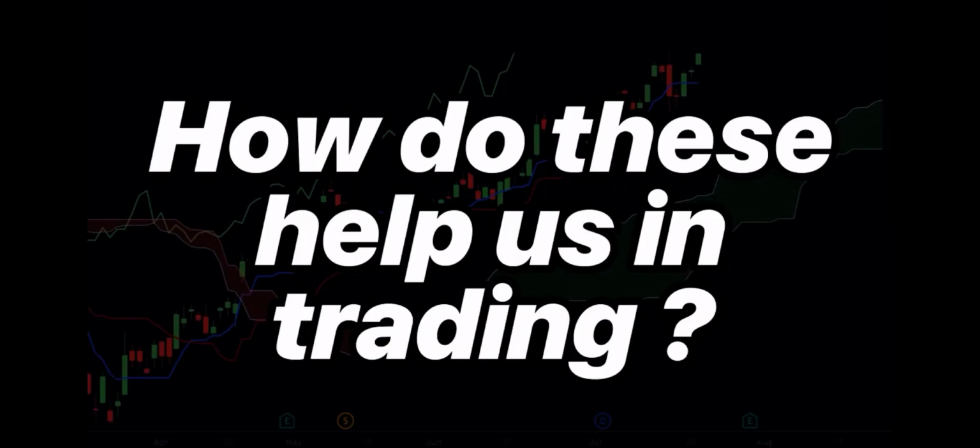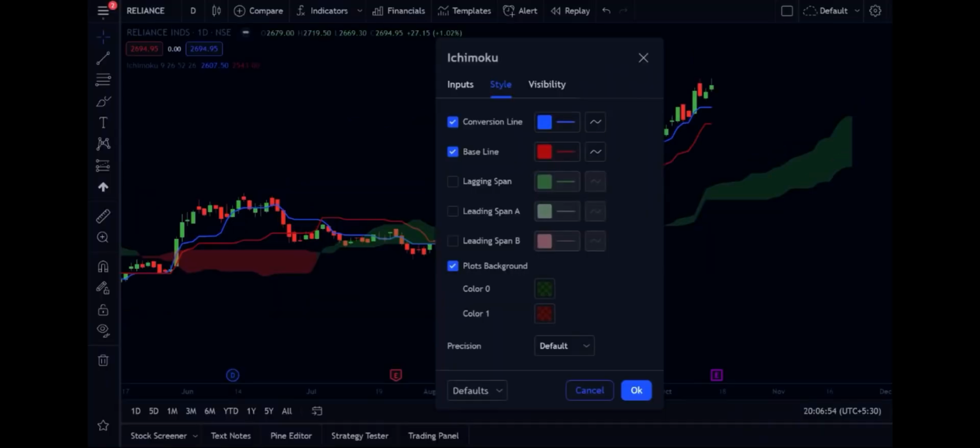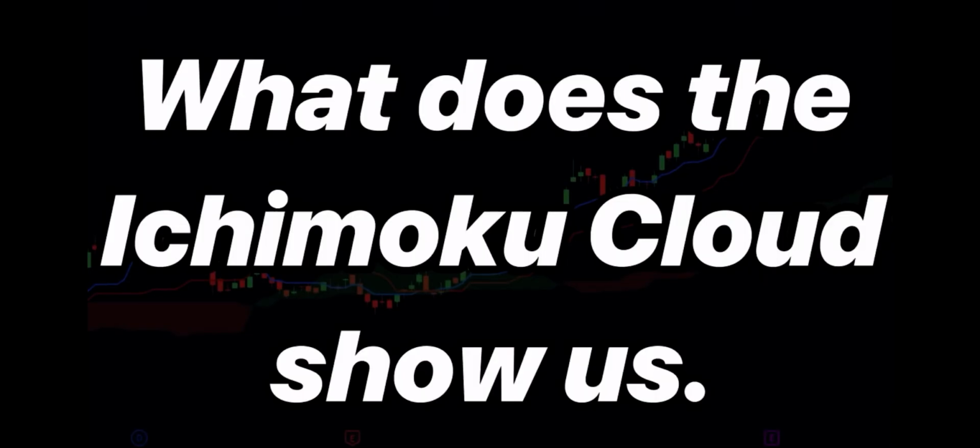So how do all of these elements help us in trading? The most important elements for us are the Ichimoku Cloud, the conversion line, and the baseline. So we can go into the indicator settings and uncheck the lagging line, leading span A and leading span B. Now we only have the Ichimoku Cloud, conversion line, and the baseline. So what does the Ichimoku Cloud show us?